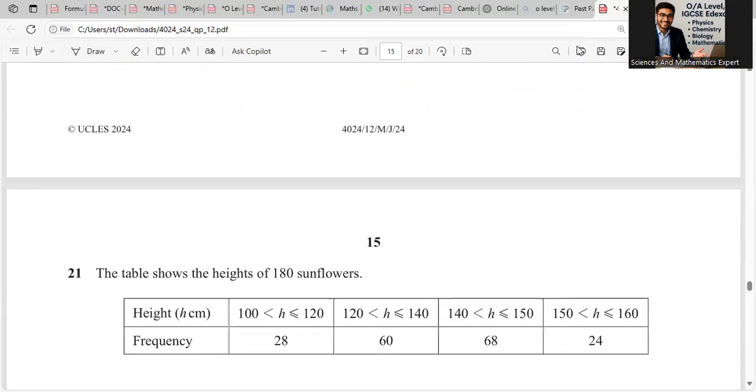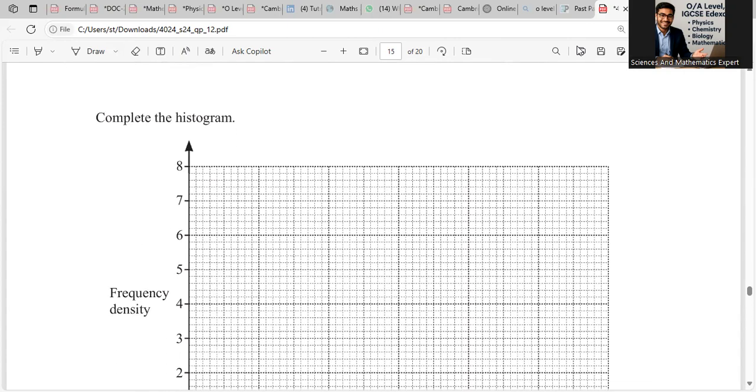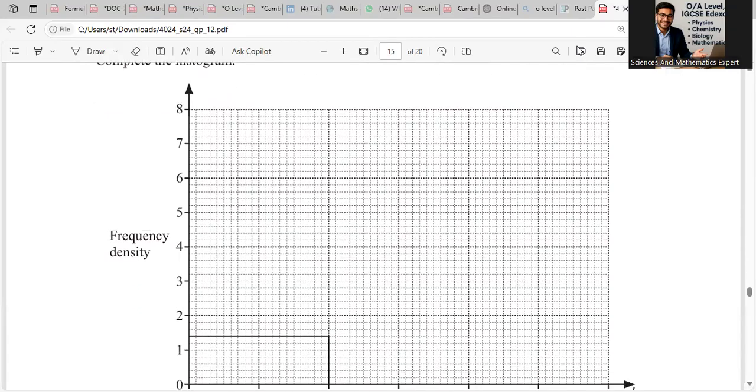Now he is going towards question number 21. He is saying that the heights are 100 to 120, 28, 60, and complete the histogram. This is the frequency density. Frequency is given, class width can be taken into account. And for this one, first of all, we will get the height for this one.